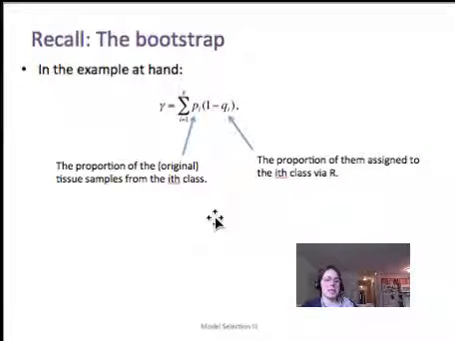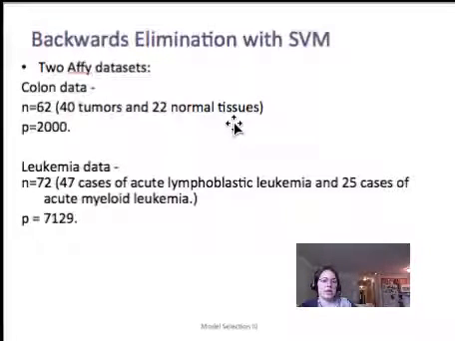Okay, so it's the same idea. In the example at hand, we have gamma equal to the sum. This is the proportion of the original tissue samples from the ith class. This is the proportion of them assigned to the ith class via R. Okay, so those are the two methods that we discussed in class, in a slightly different way. But I think the bootstrap is at least straightforward. The CV as well.